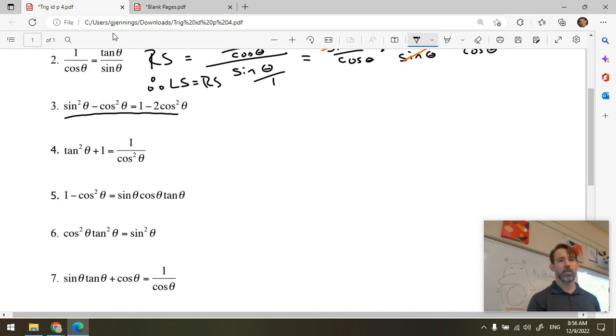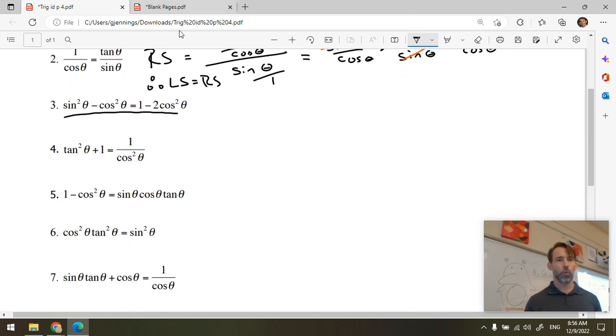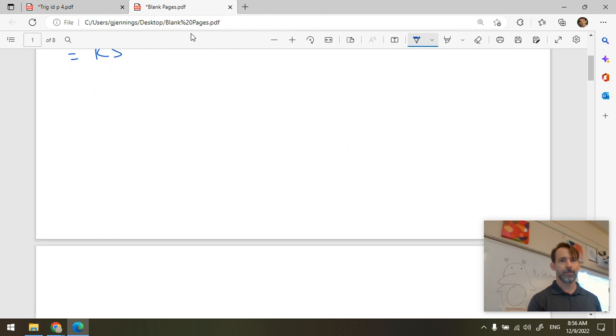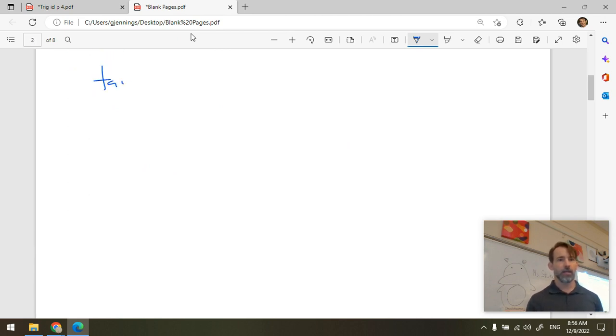Well, let's keep going. Tan squared theta plus 1 equals 1 over cosine squared theta. Okay, doesn't look the same, but apparently it is. Let's see. Tan squared theta minus 1 equals 1 over cosine squared theta. Plus 1. Plus 1? Yeah. Oh, thank you. It wouldn't have worked if I didn't have that detail. So let's start with the left side. Okay, so left side here.